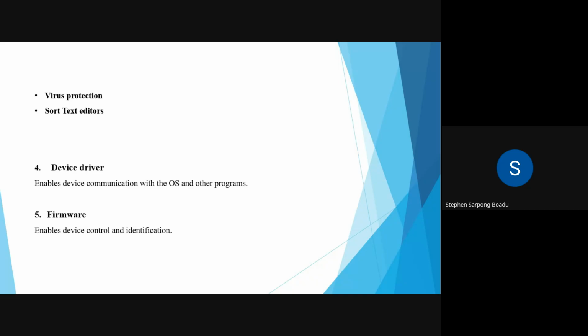And then we talk about the firmware. The fifth one is also a system software, the firmware.